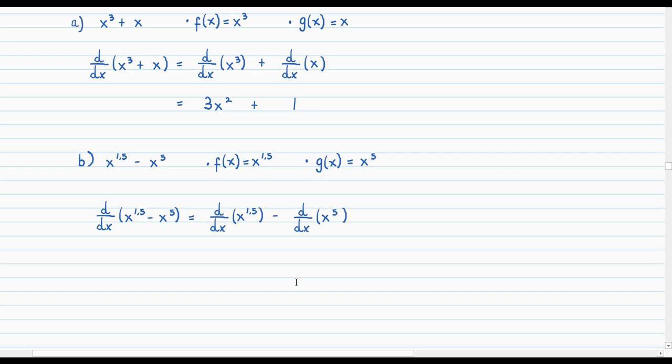We saw earlier the derivative of x to the power of 15 is 15 root x, and the derivative of x to the power of 5 is 5x to the power of 4, giving the final answer as 15 root x minus 5x to the power of 4. For the next example, let's go up a level and look at the sum or difference of various functions, each of which has coefficients.